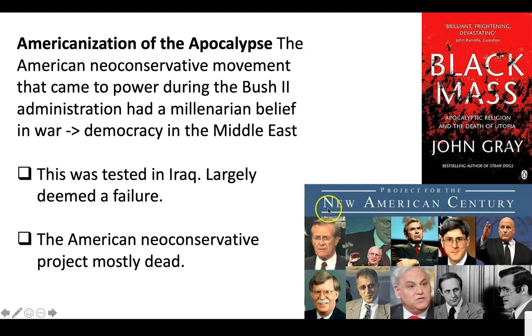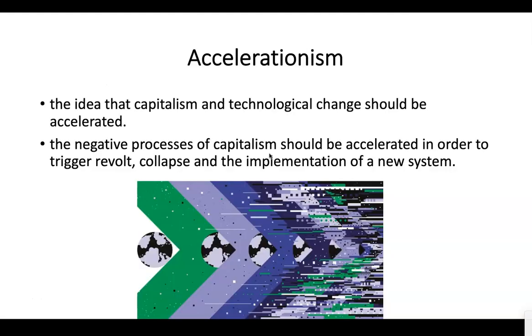In the book by John Gray, which he wrote in about 2007, he talks about the American neoconservative movement. That's this kind of defunct organization now called the Project for the New American Century. And this was the idea that they could spread democracy by taking out dictators. That was a millenarian belief that once you toppled Saddam Hussein, you would just have this wonderful, peaceful democracy afterward. And it failed miserably, as we all know. And it's mostly dead. Nobody is making that argument anymore. But it was, as I said, a millenarian movement.